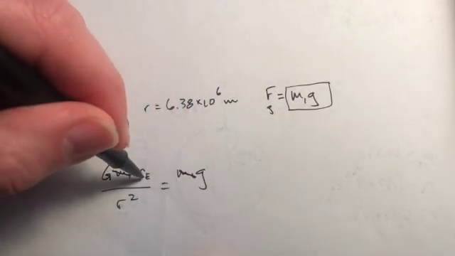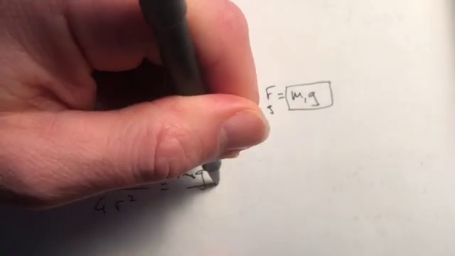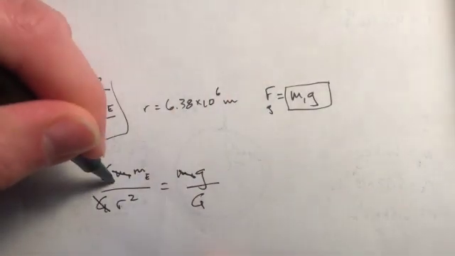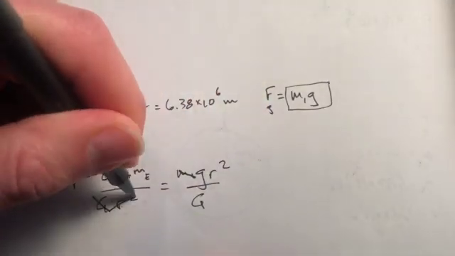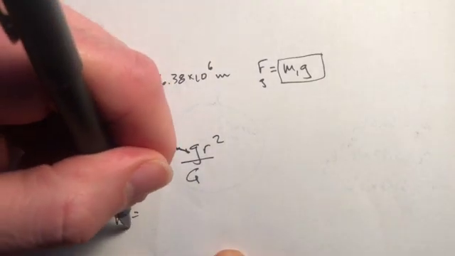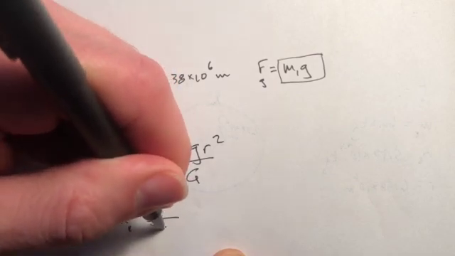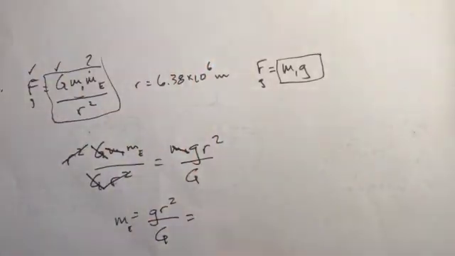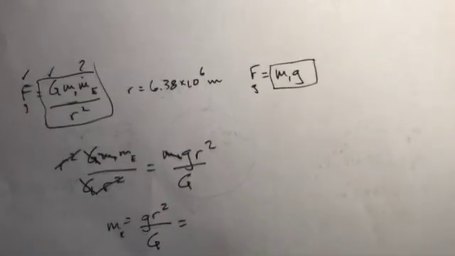All right, I want to find the mass of the Earth. So let's get rid of G. Let's divide both sides by capital G. And let's multiply both sides by R squared. Now, I can solve for the mass of the Earth, and that's going to be little g R squared over capital G. And again, from there, you can just plug and chug. All right, that's the homework.